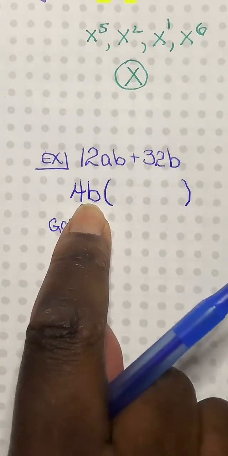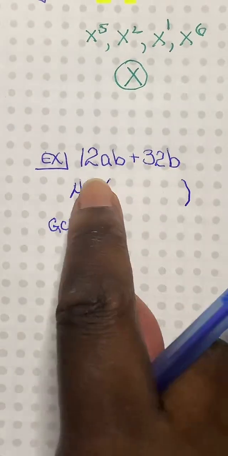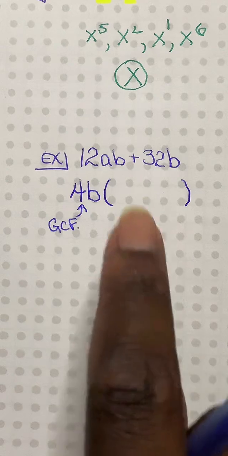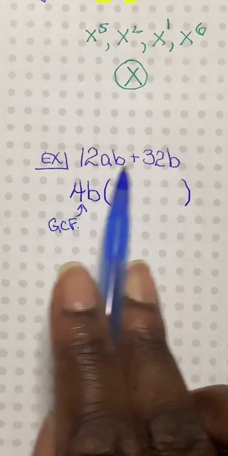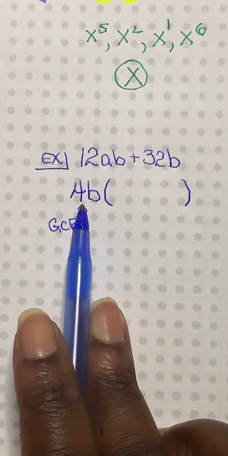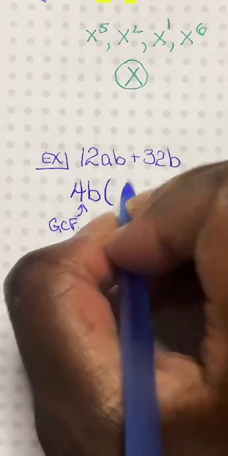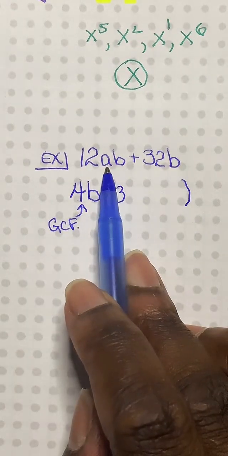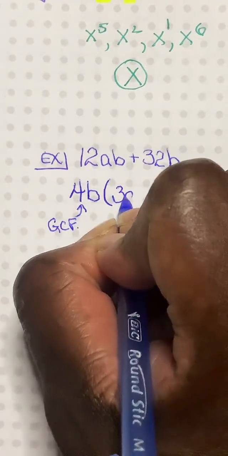So we're pulling out 4B. So we need to know what's left, and what's left is going to be inside this parenthesis. And the way you do it is you divide the original, both terms, by that 4B. So 12 divided by 4, that gives me 3. There's an A for a variable here, but there isn't an A down there. So we're going to drop the A inside.